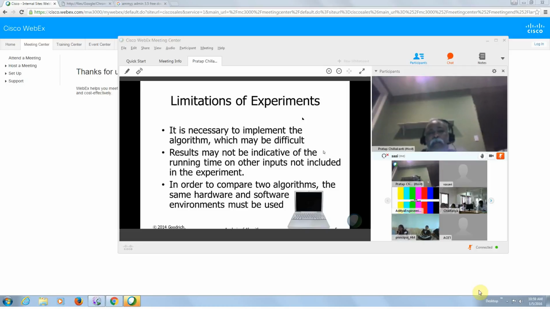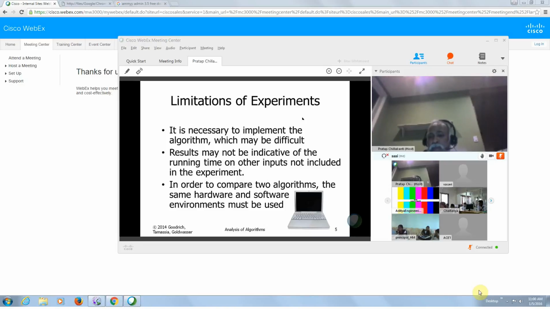Okay, talking about experimentation, obviously results are only empirical. They are not really indicative of the running time on other inputs. Now, how do you compare algorithms? You need to use the same hardware, same software. The conditions that you have to simulate to do the experiment have to be consistent across all the experimental cycles that you do. So quite challenging to do that.